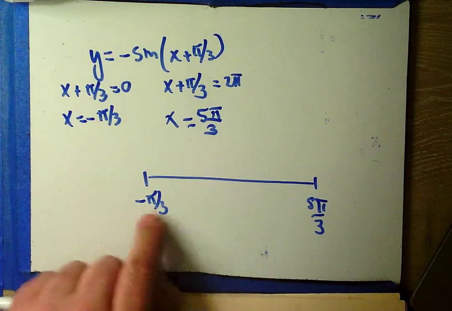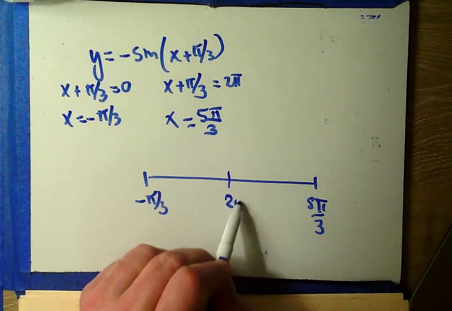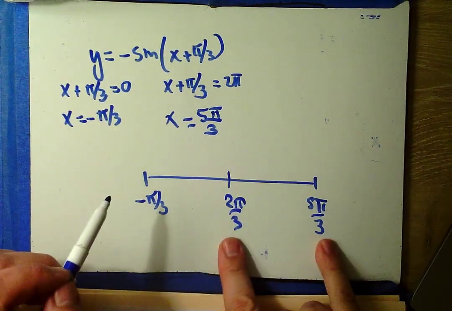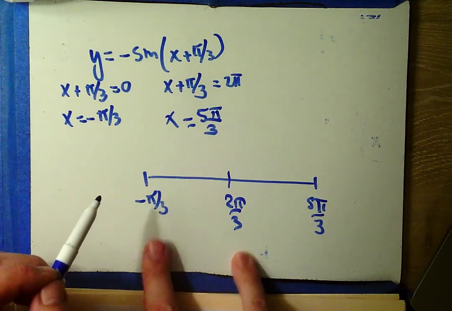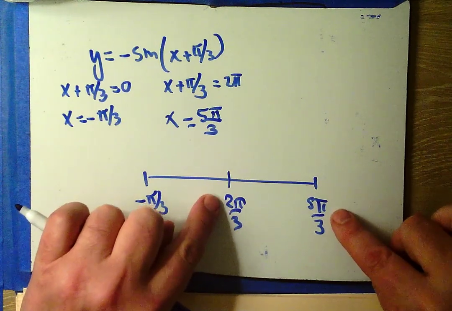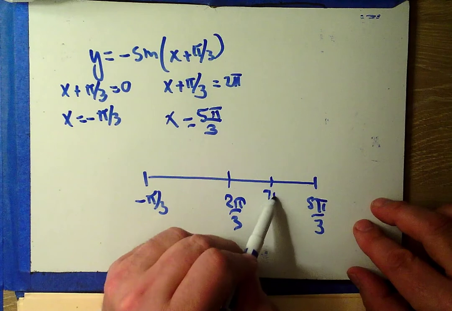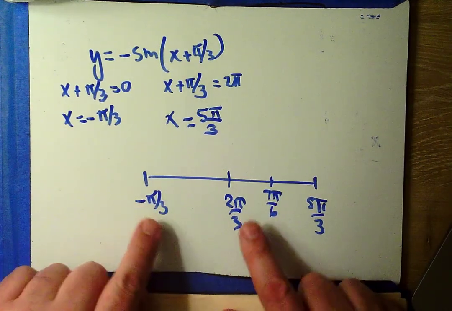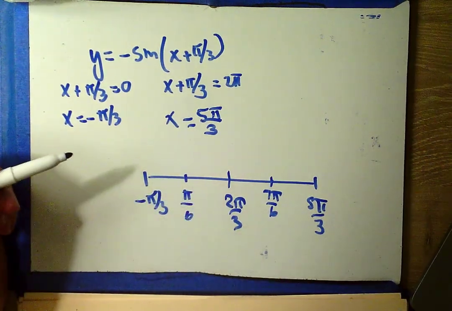Halfway between negative 1 and positive 5 is going to be 2 pi over 3, right? Because this distance is 3 pi over 3, and this distance is 3 pi over 3. Well, now I want halfway in between these. So I add the numerators and double the denominator. So I end up here at 7 pi over 6. I add the numerators and double the denominator. I get 1 pi over 6.